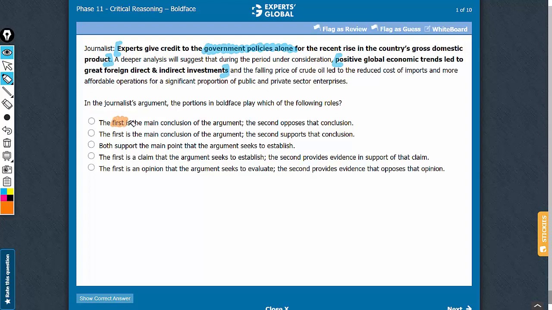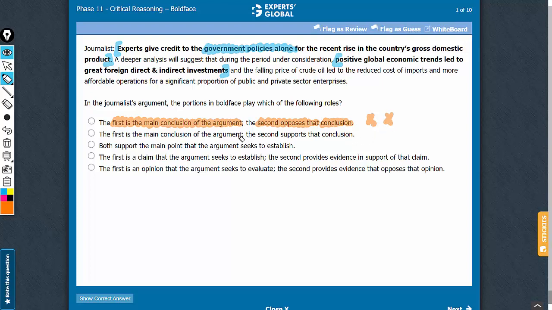No, the first is not the main conclusion of the argument. The main conclusion is in fact just opposite of what the first boldface says, so this cannot be correct. Yes, the second opposes the first boldface, but then the first boldface is not the conclusion. So a lot wrong with answer choice A.